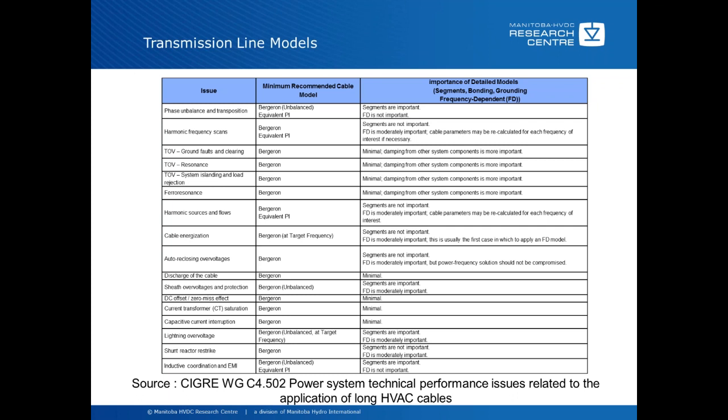So here, this table I got from the CIGRE working group C4.502, and this table suggests the minimum recommended cable model for different studies. For example, for cable energization, the minimum recommended model is the Bergeron model. However, the frequency dependent model is used as it's a transient study. So cable segments are not important in this study.